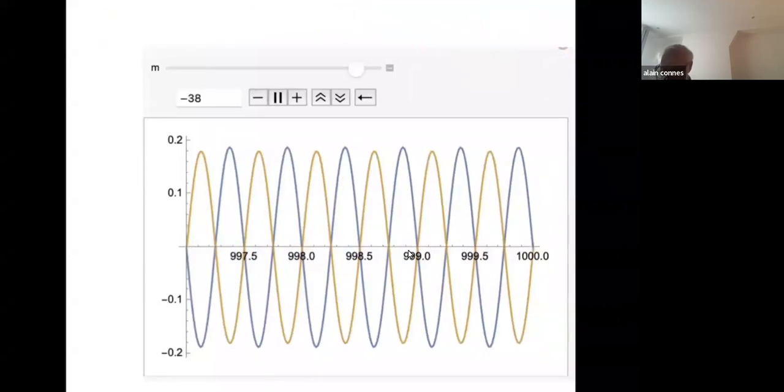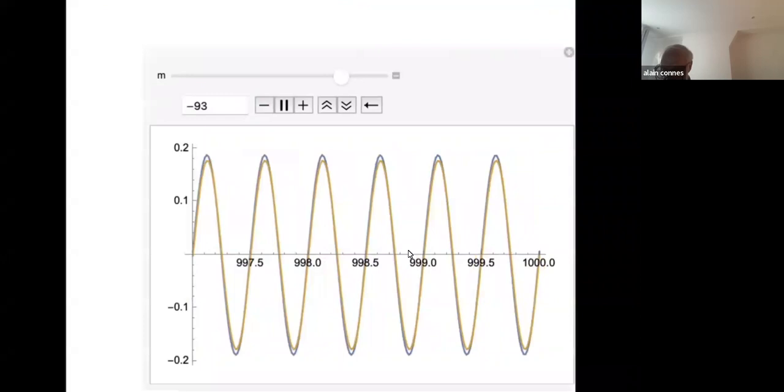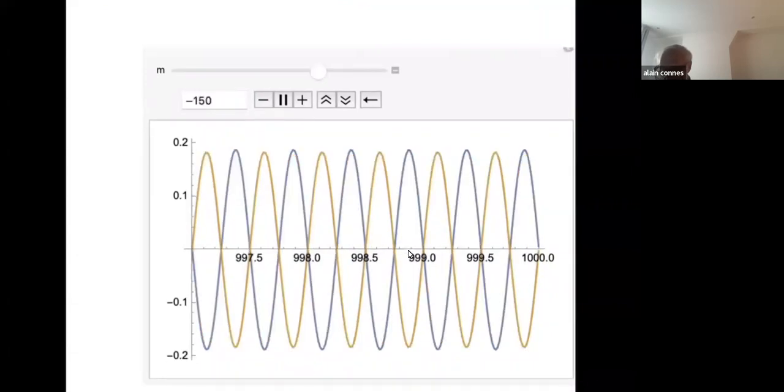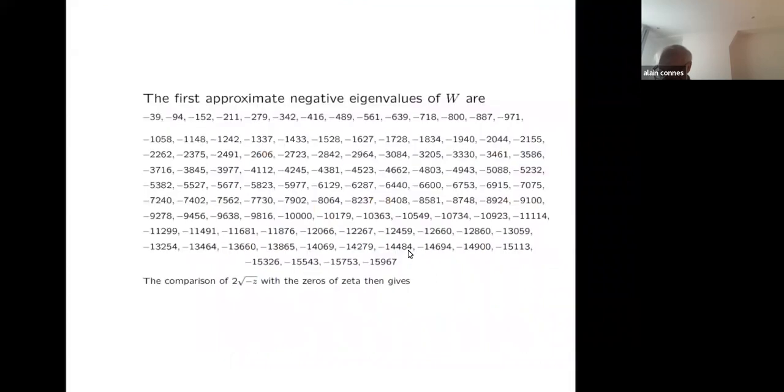So this is a typical example for minus 38. You have an eigenvalue because these two are exactly opposite to each other. And for instance, now for minus 33, so these are the negative eigenvalues, you look at these two, they are the same. So you have an eigenvalue again. And you keep going like that. For instance, for minus 150, you have another eigenvalue because they are opposite to each other. So now with this, you plug in these eigenvalues. You cannot be too precise with them. You just plug them in. And they are all negative.